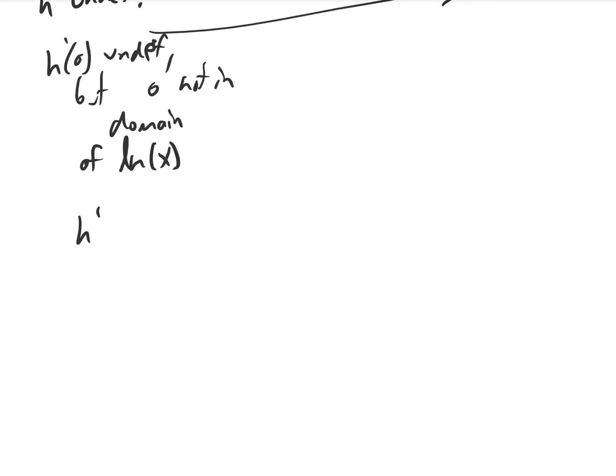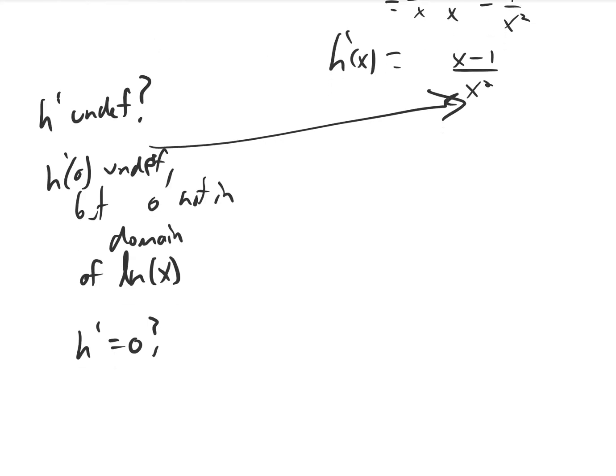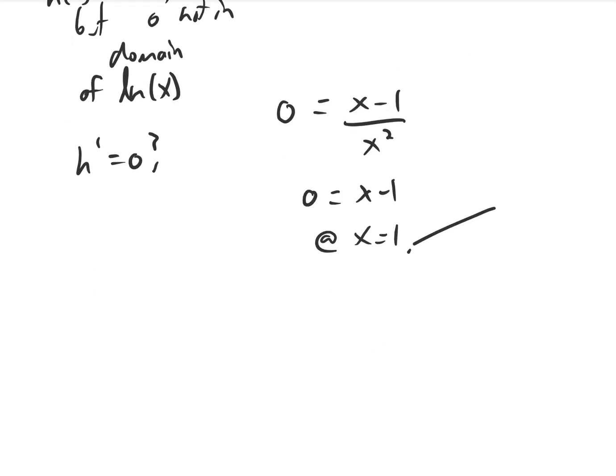The next question is, is h prime equal to 0? So let's try to solve 0 equals x minus 1 over x squared. Well, it's not too hard. We can multiply both sides by x squared. Get 0 equals x minus 1. So at x equals 1. All right. So what do we do with this value we found?